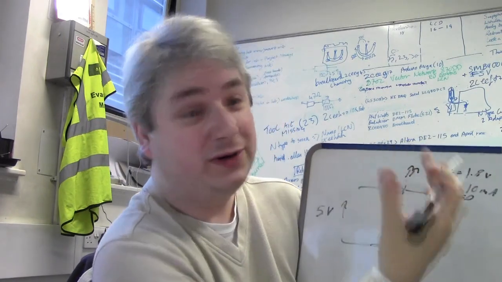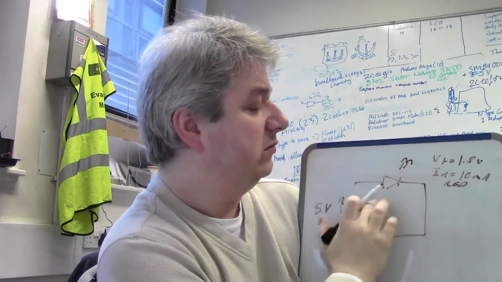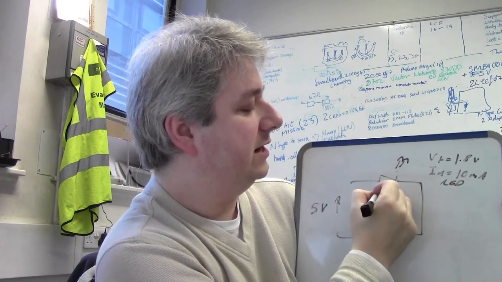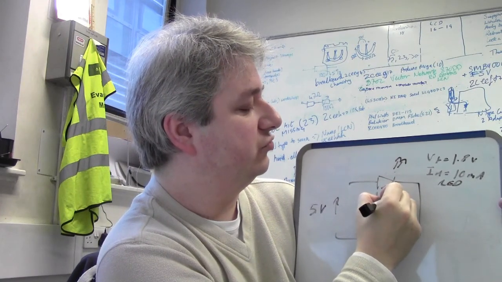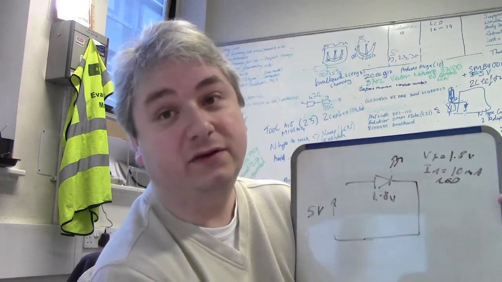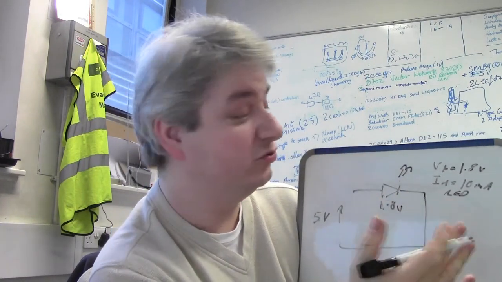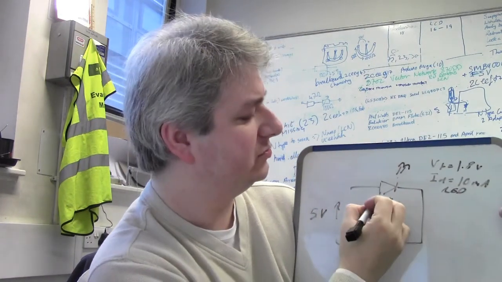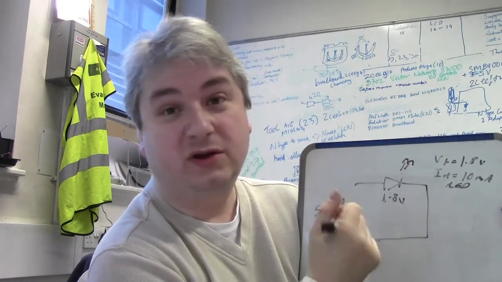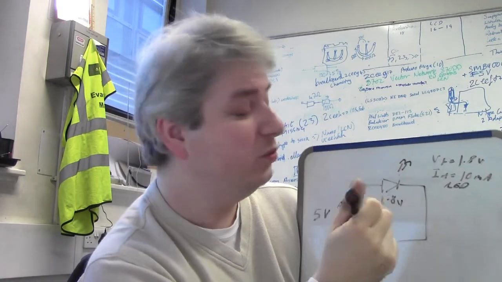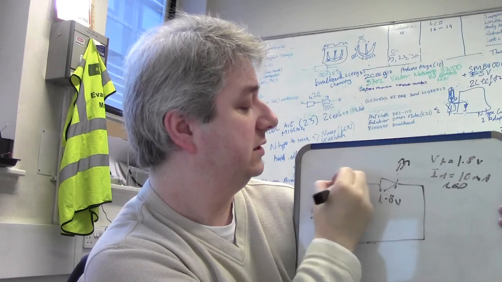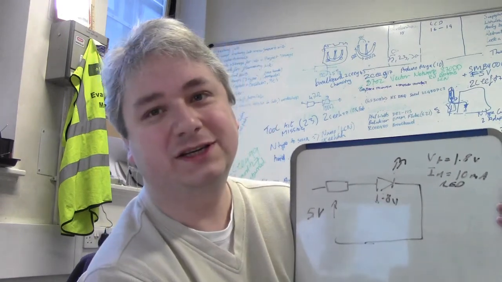So how do we get around this problem? Well, you want 1.8 volts and it naturally drops 1.8 volts across it. This is the natural drop. How do you get rid of that extra voltage? The most common component that we all use is this one, our resistor.